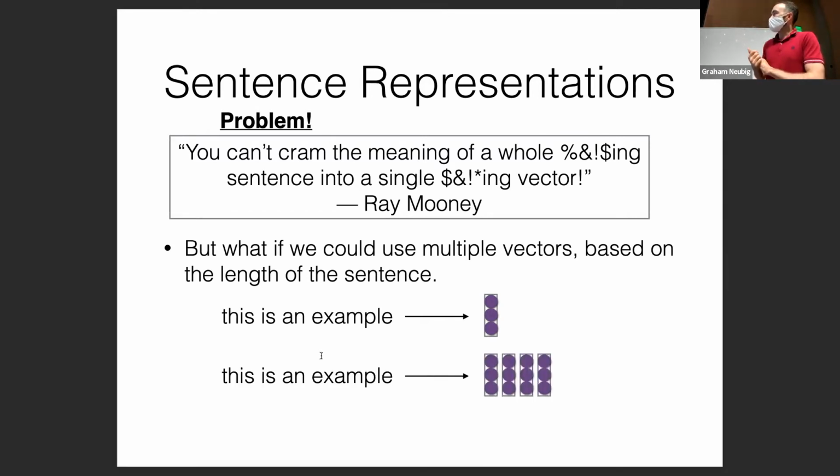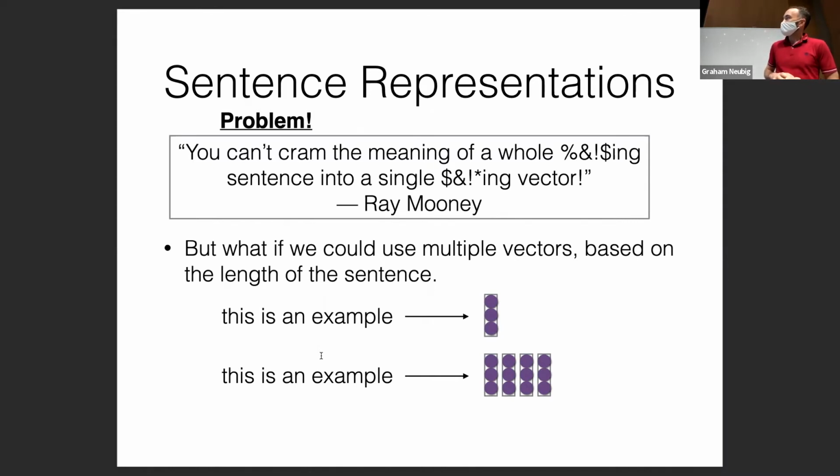However, another alternative is you do some sort of encoding, you do some sort of neural network to extract features from the sentence, but instead of trying to put it into a single vector, you instead convert it into multiple vectors that you can then use depending on your downstream task. So there's a couple reasons why you might want to do this.